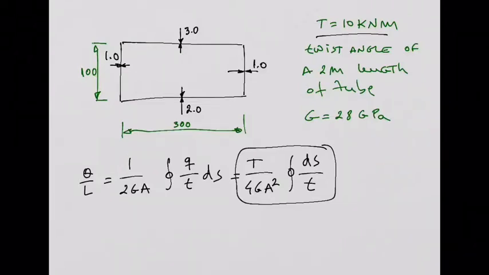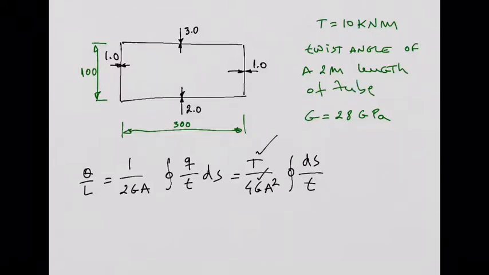So what do we have here? The torque is given. G is a material property, is also given to us. This A is very easy. It's the area of this rectangle. Basically, it's 300 times 100. We also have the thickness of these four walls. We have everything. So the thing we need to focus on is this contour integral. I can show you how you can do this contour integral. Okay? So let's do that.